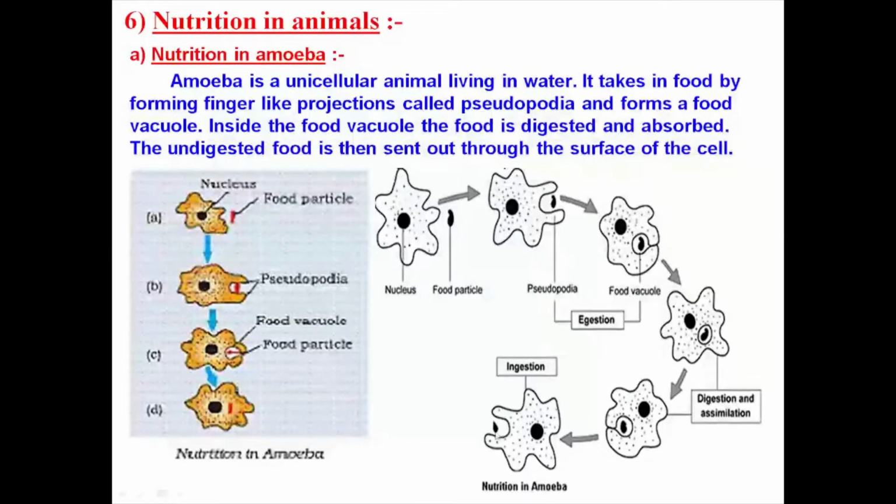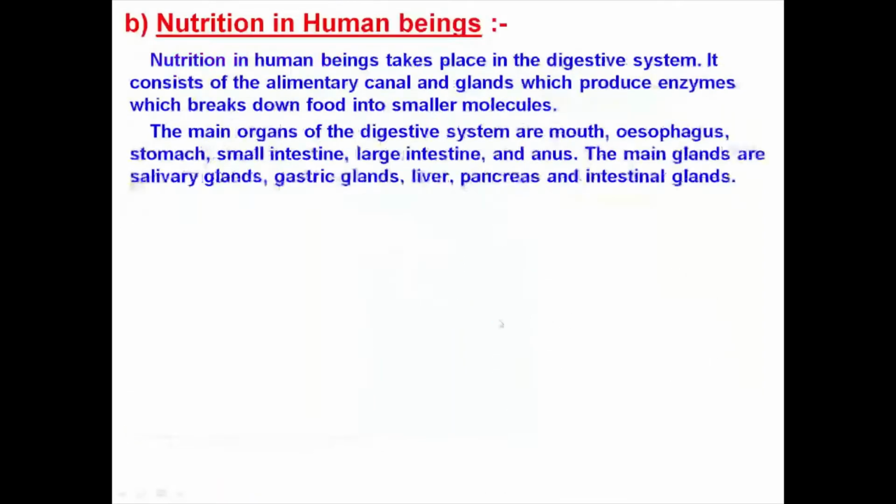The waste material is thrown out through diffusion. The food is digested here and absorbed here only, and then the waste material is thrown out. This is the nucleus of the amoeba.